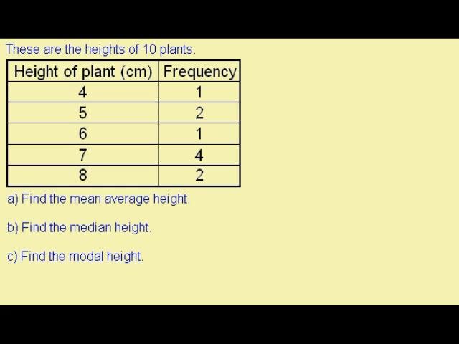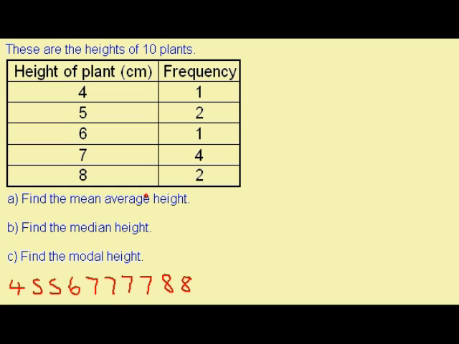For the first method, I'm going to take all of the information out of the table. This table tells me that I've got one plant with a height of 4 centimetres, two with a height of 5, one with a height of 6, 4 with a height of 7, and 2 with a height of 8. Now I've taken it out of the table, I can answer these questions straight from this list here.